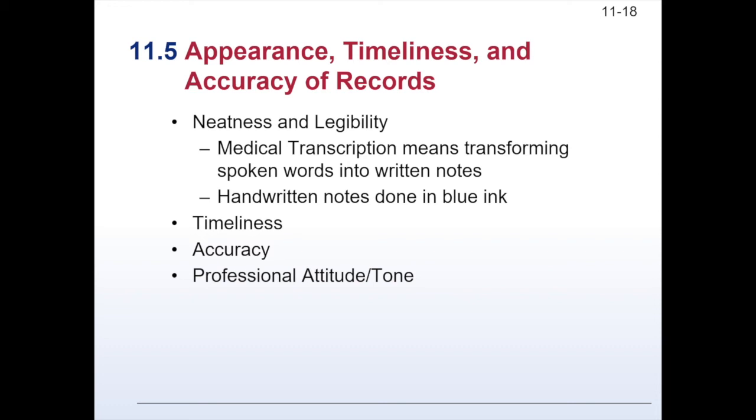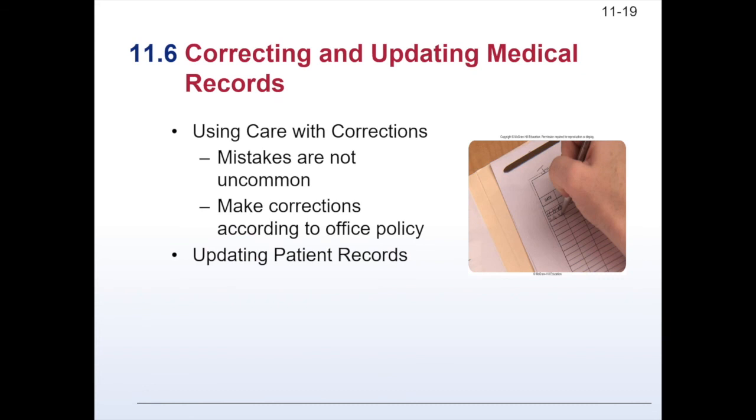Professional attitude and tone. Never record personal, subjective comments, judgments, opinions, or speculations about a patient's words, problems, or test results. Correcting and updating medical records. For written records, the correction is usually done by carefully drawing a single line through the error and then writing the correction information just above the line. Mistakes are not uncommon and always make corrections according to office policy. The date and reason should be noted along with initials of the person making the correction. Having another staff member witness and initial the correction is a good safeguard. For the electronic record, corrections are noted automatically in an audit trail.